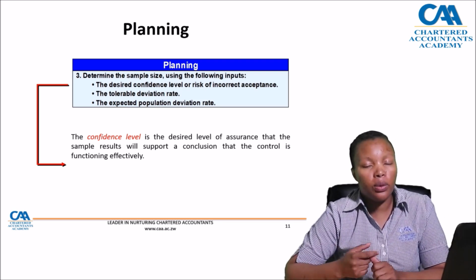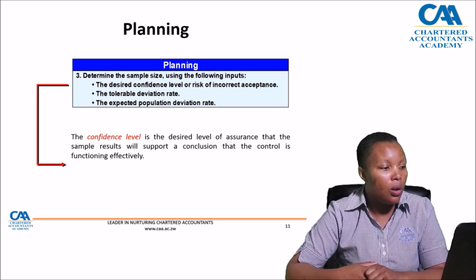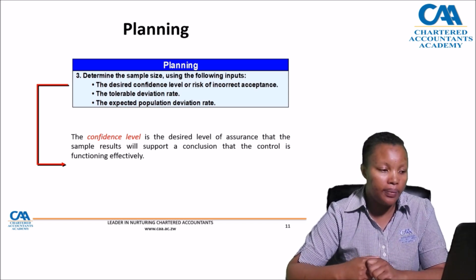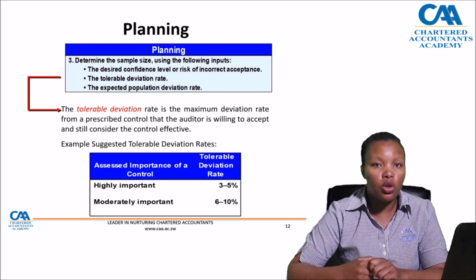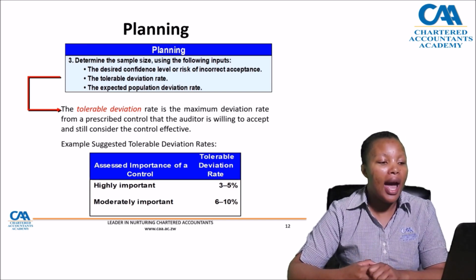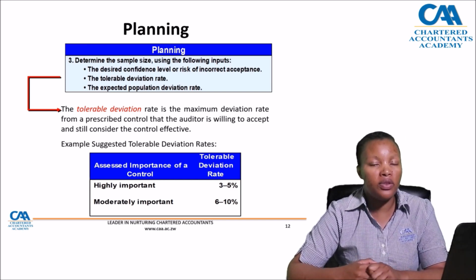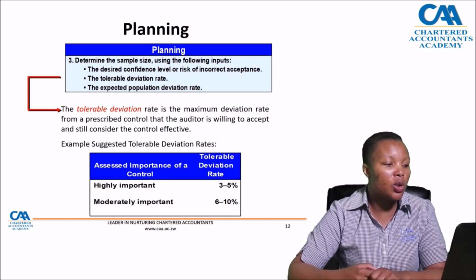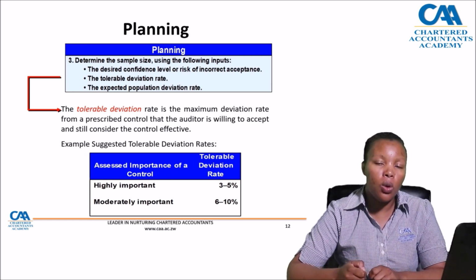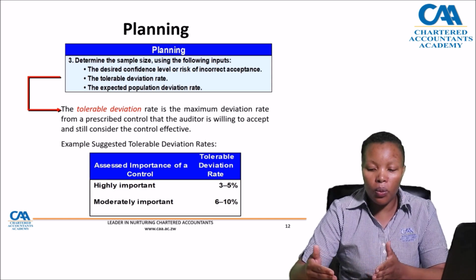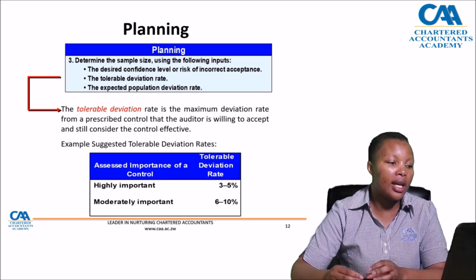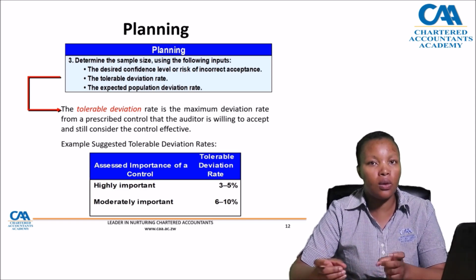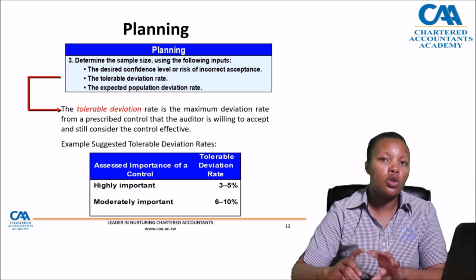Then, after we've defined the confidence level, we go on to the tolerable deviation rate. And remember from part 1, we defined the tolerable deviation rate as the maximum rate of deviation that the auditor is willing to accept and still consider the control to be working effectively.